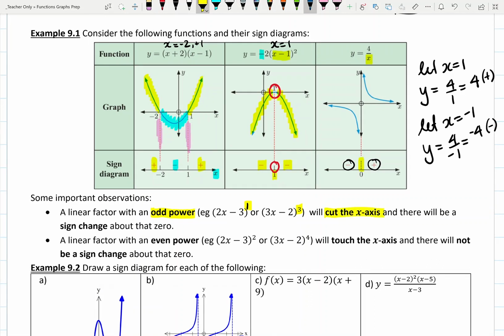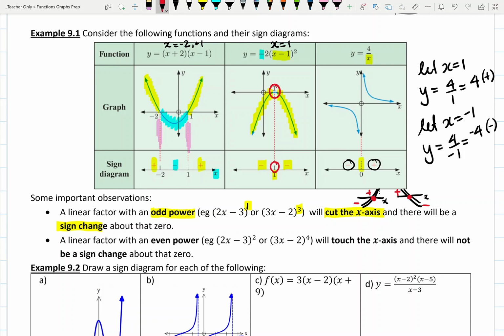If your linear factor has an odd power, then it will cut the x-axis at that point, as in the function will actually cross the x-axis in some manner or another, where this is the x-axis and the diagonal line is the function. And when that happens, there's a sign change. You can see that when the function crosses the x-axis, down here it's negative and up here it's positive, so there's a sign change around this point of intersection. Or here it's positive going to negative, so there's a sign change around that point where it intercepts the x-axis.